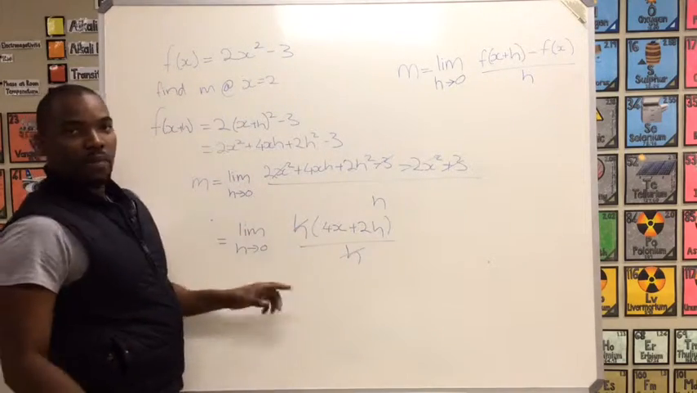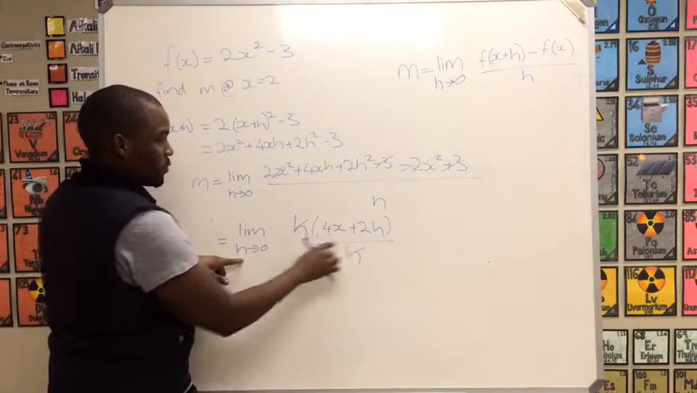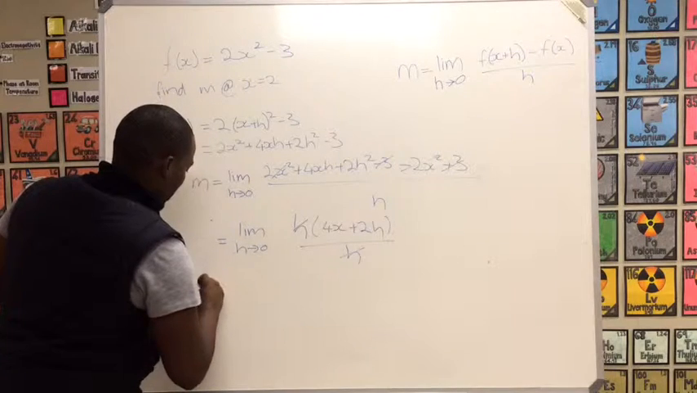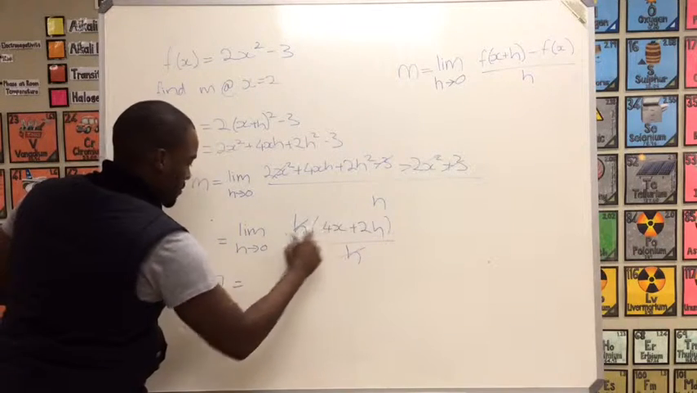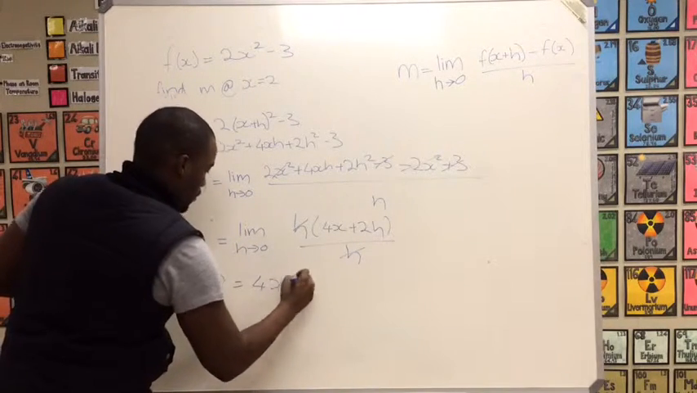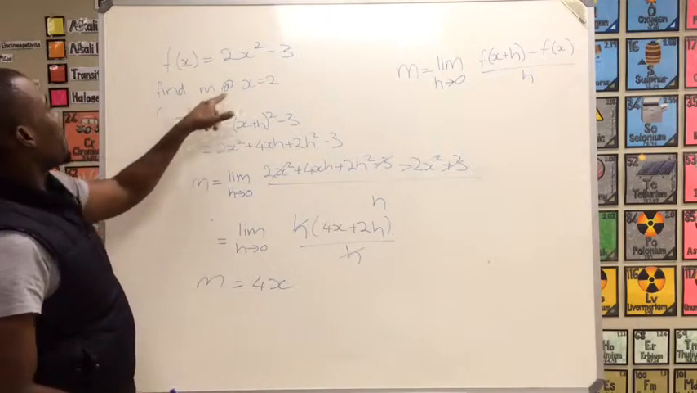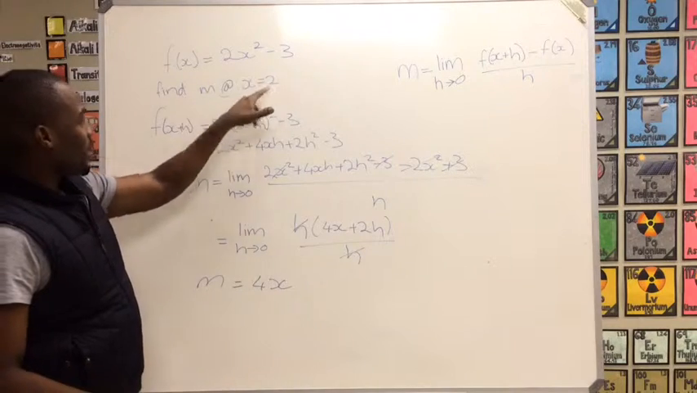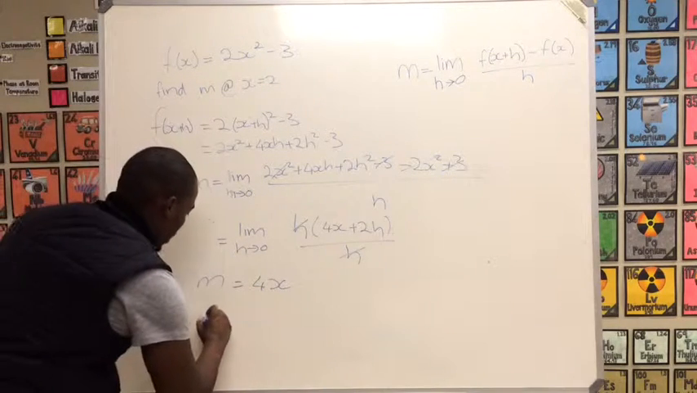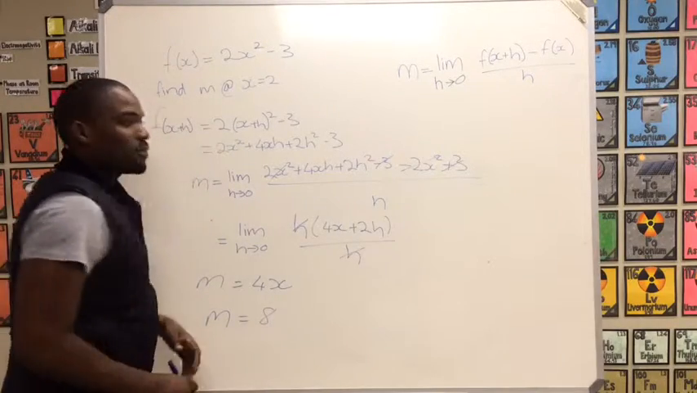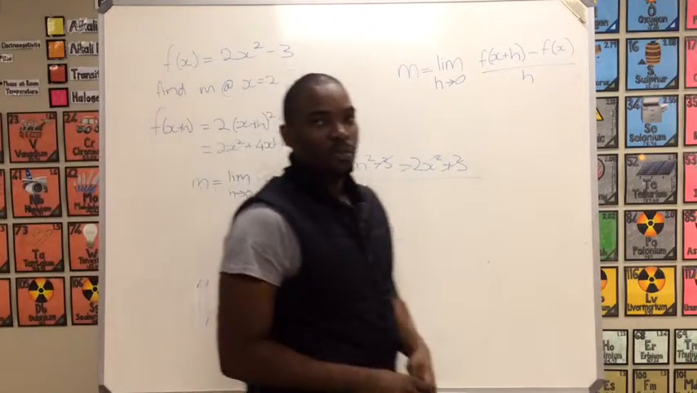Now I can evaluate my limit by applying the h is equal to 0, and when I do that, this term falls away, and then my gradient at any given point is merely 4x. But the question was asking what the gradient is at x is equal to 2. That's simple. Plug in a 2 there, and we find that our actual answer is 4 times 2 is 8. And that's how we apply our first principles equation.